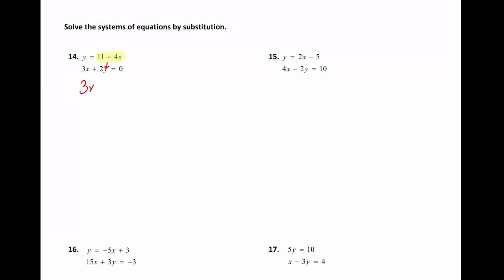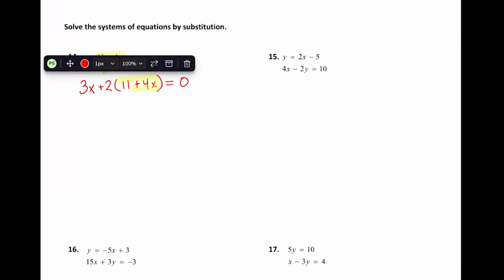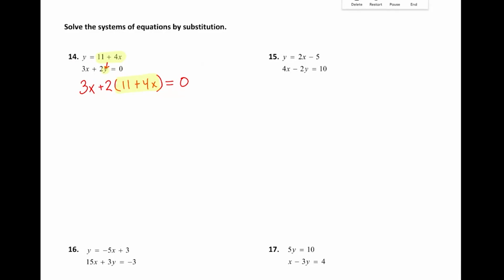So we've got 3x plus 2 times, and instead of y, I'm going to write 11 plus 4x, equals 0. So notice I'm taking that 11 plus 4x, sticking it right there, and writing 11 plus 4x instead of y. That allows me to just have one equation with a single variable. I don't have a y, so now I can solve it like I normally would.